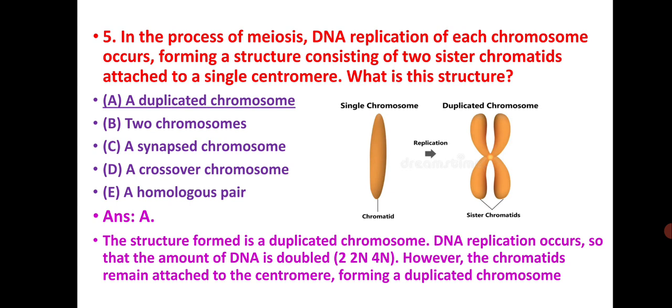DNA replication occurs so that the amount of DNA is doubled, that is 4n. So the chromatids remain attached to the centromere, forming the duplicated chromosome. So with a single chromosome and DNA replication, a duplicated chromosome is formed.